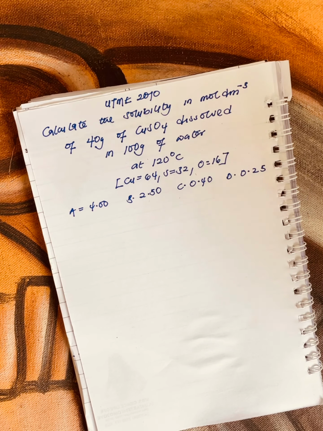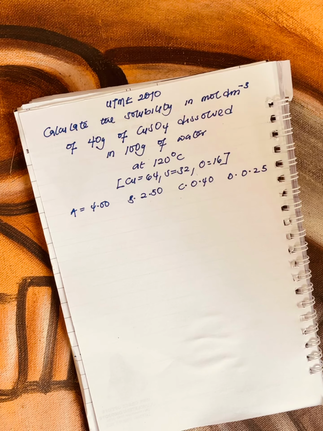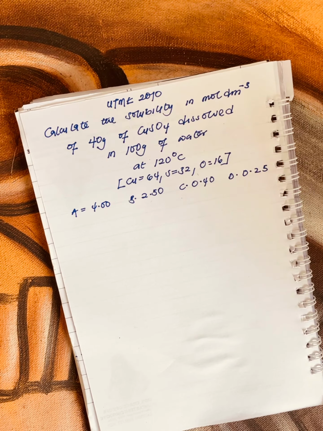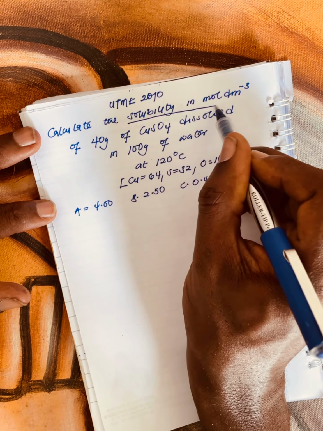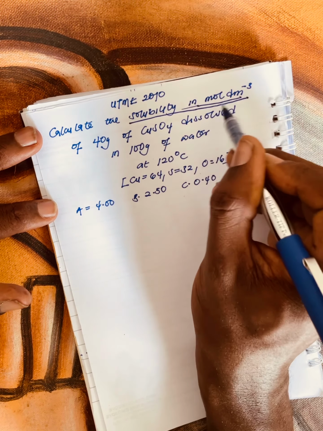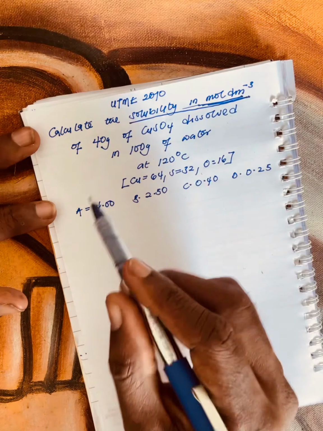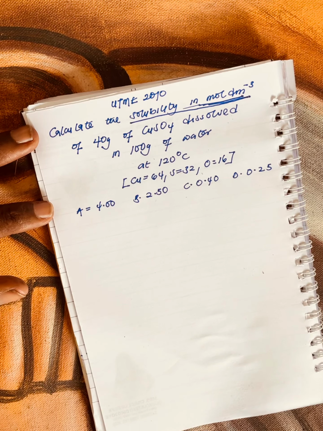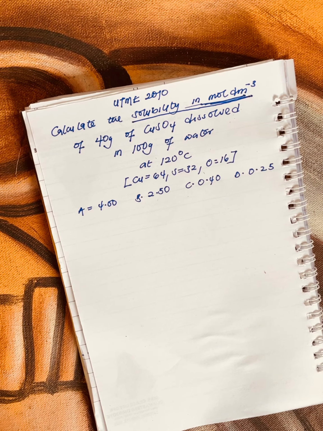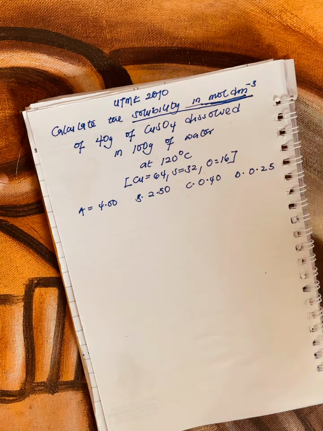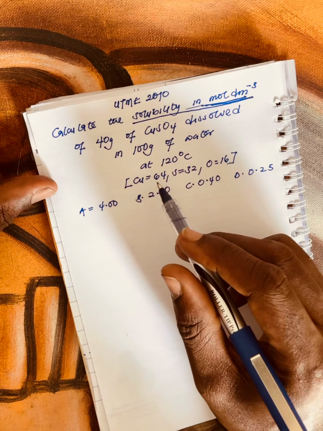So yeah, this is a JAMB question from 2010 where we're asked to calculate the solubility in mole per dm cube. So the solubility is found in mole per dm cube of 40 grams of copper 2 tetraoxide, which is CuSO4, dissolved in 100 grams of water. So at 100 degrees Celsius.